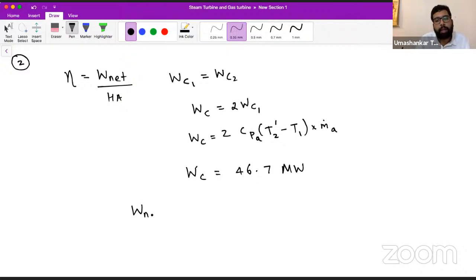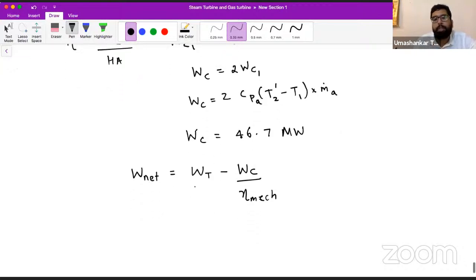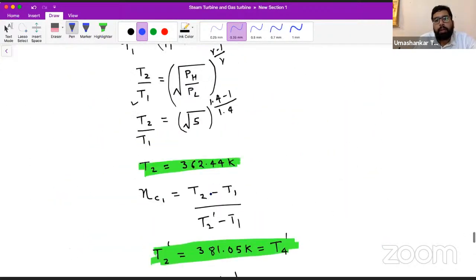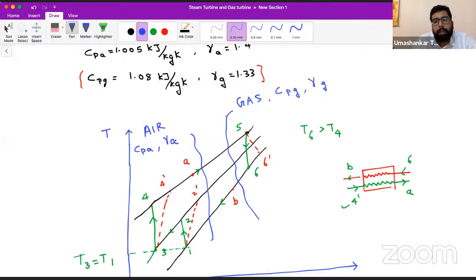Now what is the net work done? The net work done is equal to our turbine work. We have developed this equation. Since mechanical efficiency is also given, the net work is WT minus WC upon mechanical efficiency. We just have seen it. So what is this WT? This is the work generated by the turbine. Now see, the turbine produces work. If you see the diagram, it is from 5 to 6 dash, so it is after the combustion chamber.